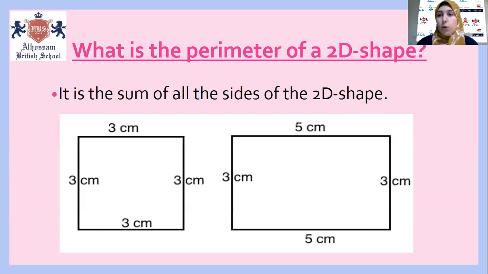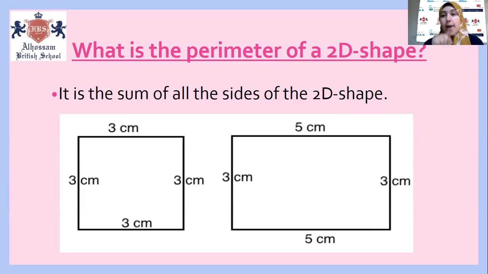So our rule for the perimeter of the square is the length of the square, which is 3 in this example, multiplied by 4 to get the perimeter. So 3 multiplied by 4 equals 12. And this will be the perimeter of this square. So the perimeter of this square is 12 centimeters. Now let's go to the rectangle.